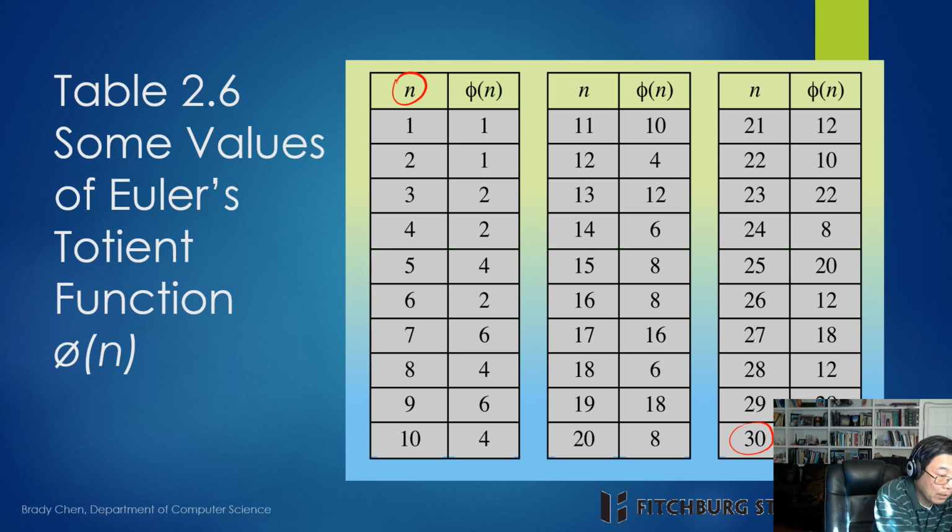Okay, so when n equals 1, the Euler's totient function phi of 1 is 1, and phi of 2 is also 1, right? By definition, the number of integers that are smaller than 2 and relatively prime to 2 is only 1. So there's only 1. Now, phi of 3 is 2. That's not surprising because 3 is a prime number, so phi of 3 is 3 minus 1. It's 2.